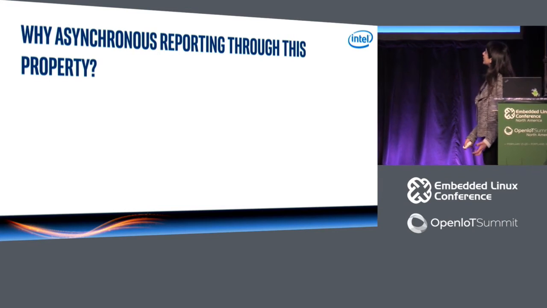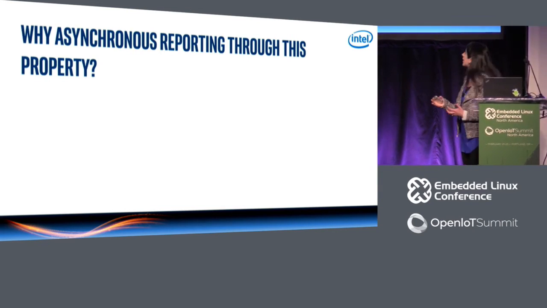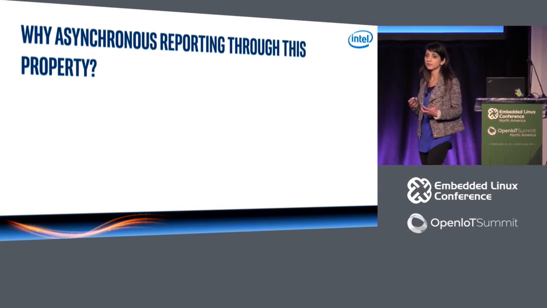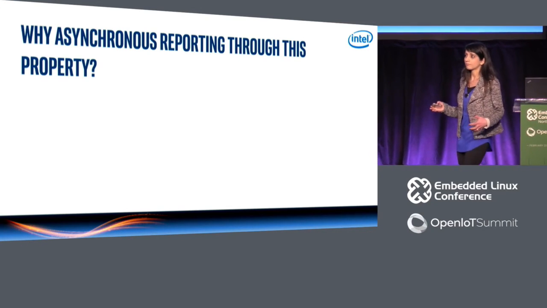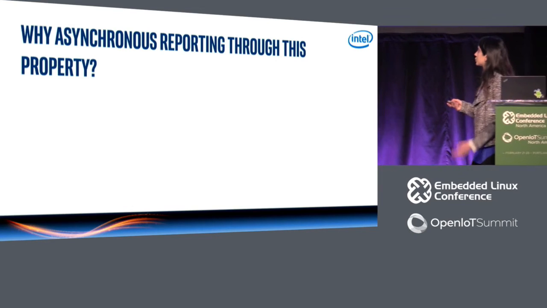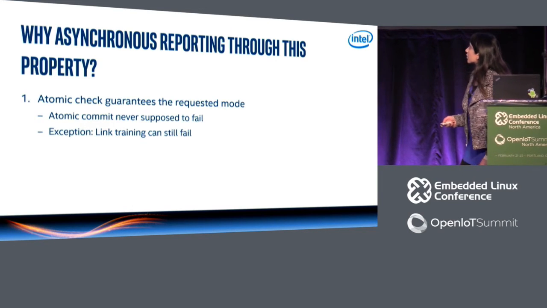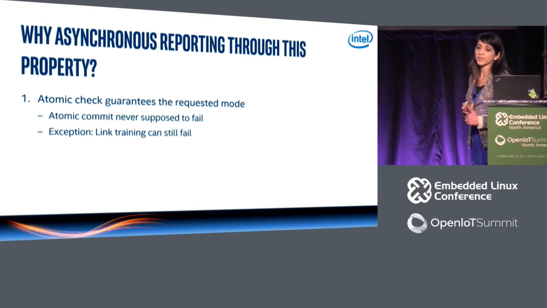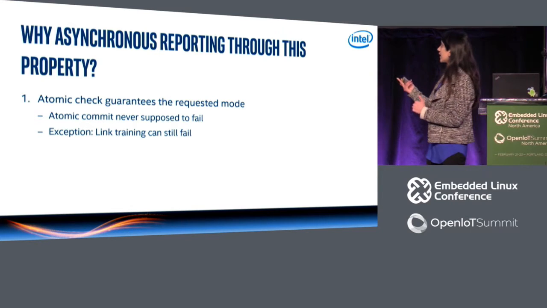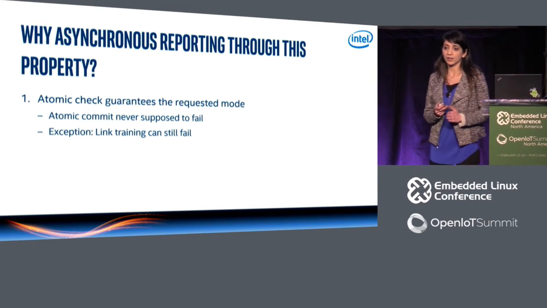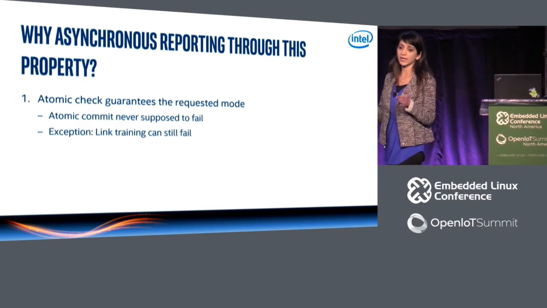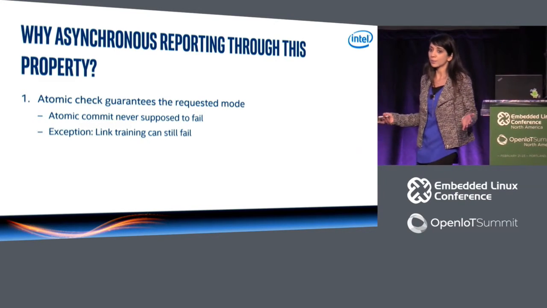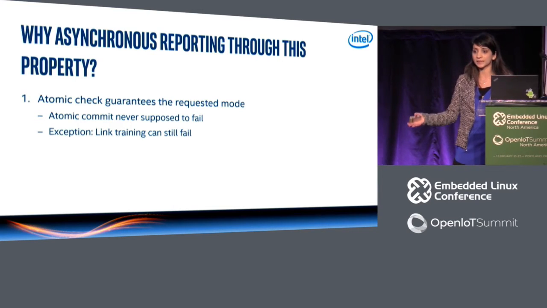So why do we really need this asynchronous reporting through this property? Why can't we just fail the atomic commit and send a uevent back to the user space? Atomic check guarantees the requested mode, so it's expected that atomic commit will never fail, but link training is an exception, because we have to do link training in the atomic commit, and that can fail because it totally depends on the actual physical cable.